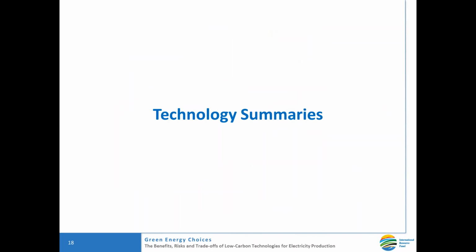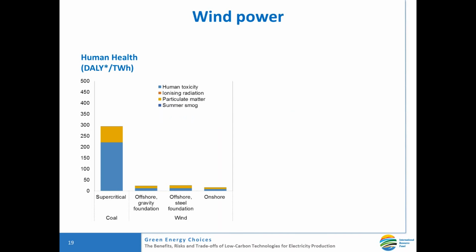So let me talk about what we find in terms of changes in environmental impacts and resource use for each of the individual power technologies. Let's first look at wind power, and here we go directly to the life cycle assessment results. So this is now an endpoint assessment. Here we are basically quantifying the impacts of wind power on human health in terms of disability adjusted life years per terawatt hour of electricity.